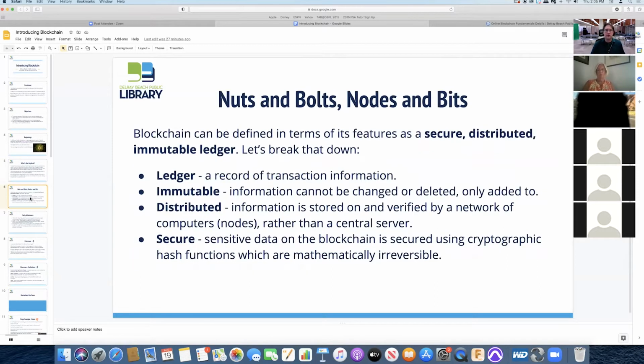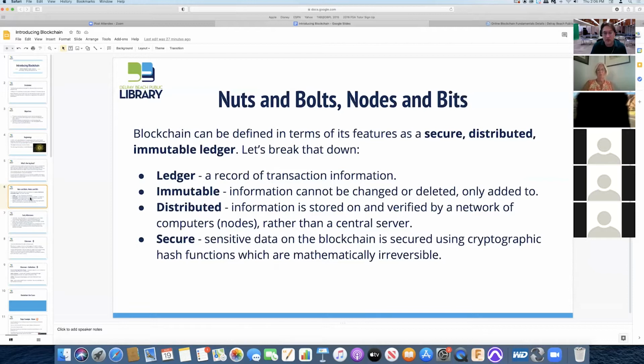So let's talk now a little bit about what it is. Blockchain can be defined in terms of its features as a secure, distributed, immutable ledger. Now that's a bit of a mouthful, so let's break that down. A ledger is simply a record of transaction information. So it's something that lists transactions. Immutable means the information cannot be changed or deleted. It can only be added to.